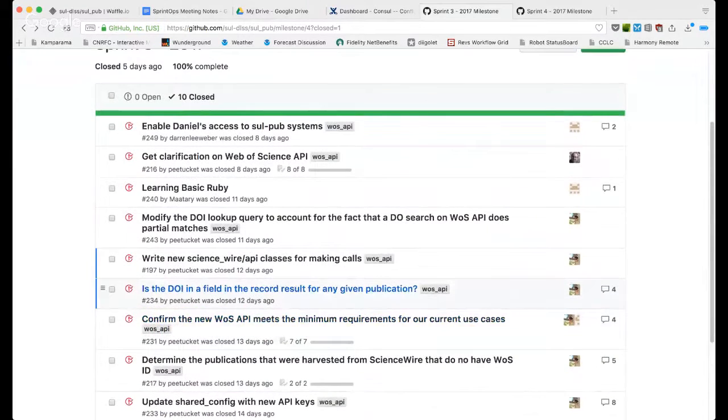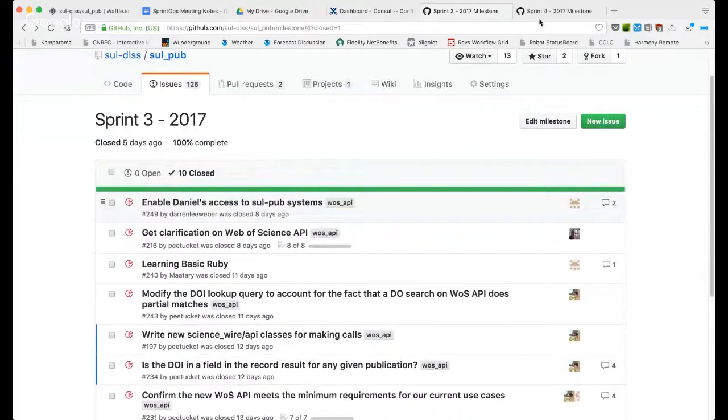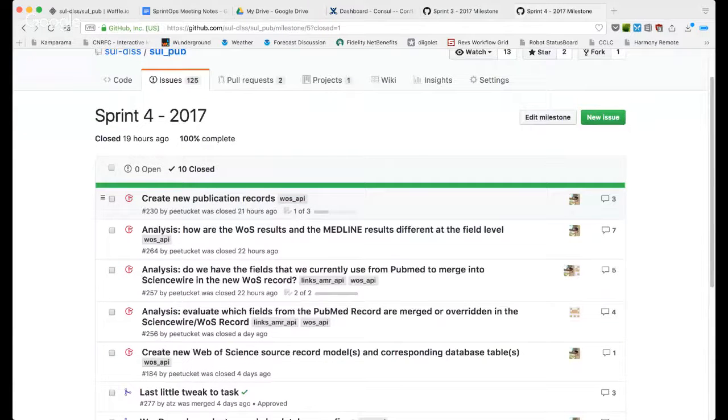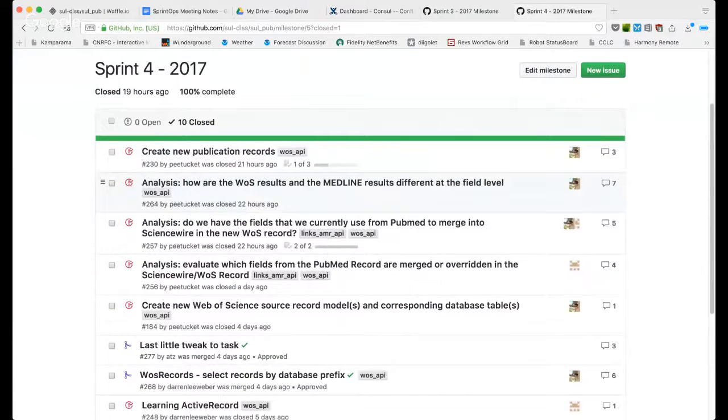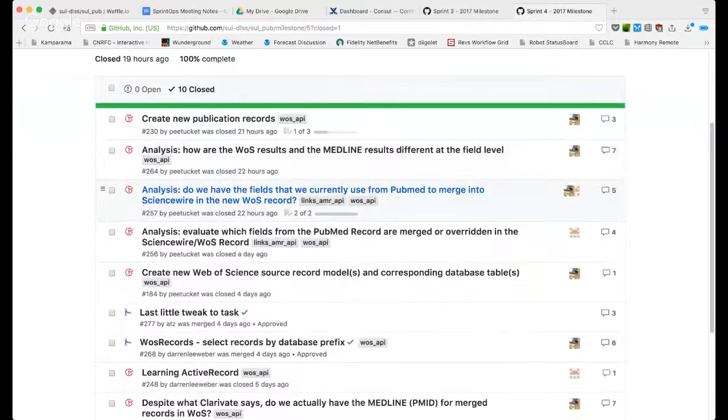Okay, let's look at sprint 4. So in here, what we did is looked in more detail at the results that are coming back and determined that we actually have Medline results as well as sort of Web of Science database results. And so we compared those 2 results at a field level to see what's coming back. And we did some analysis to figure out, do we actually need to go to PubMed to enhance the metadata for records that exist both in Web of Science and Medline?